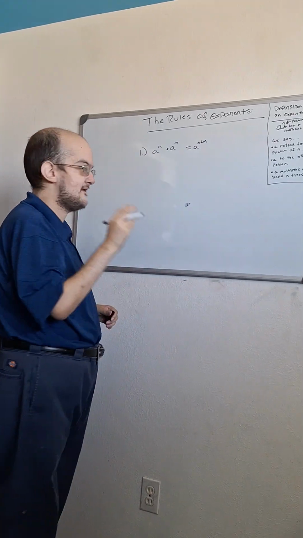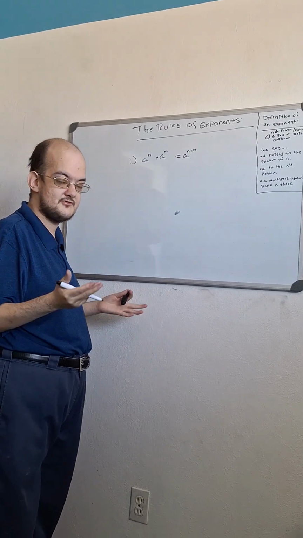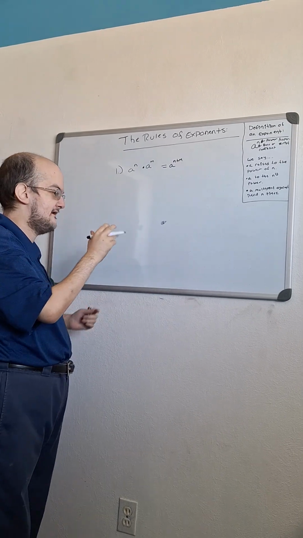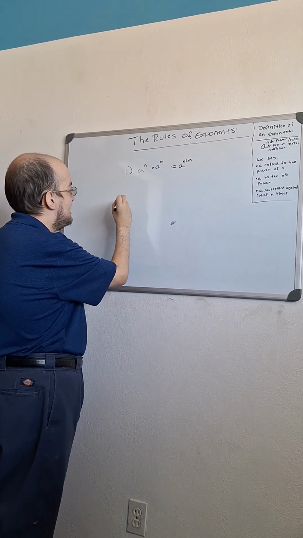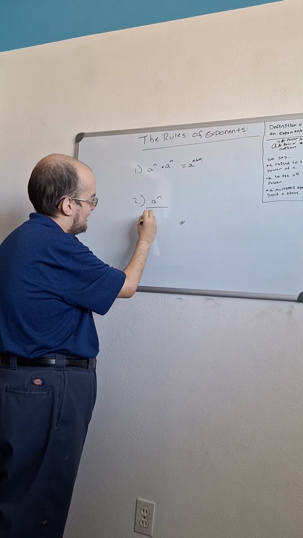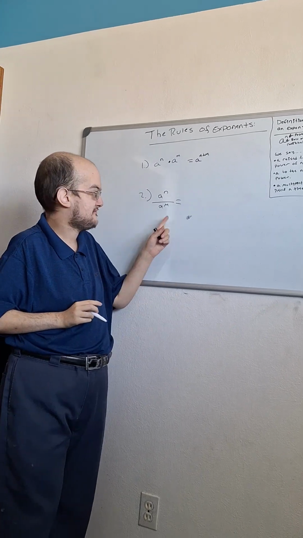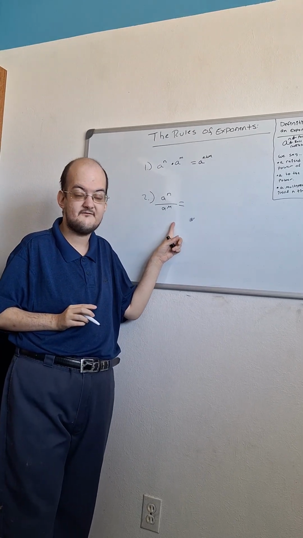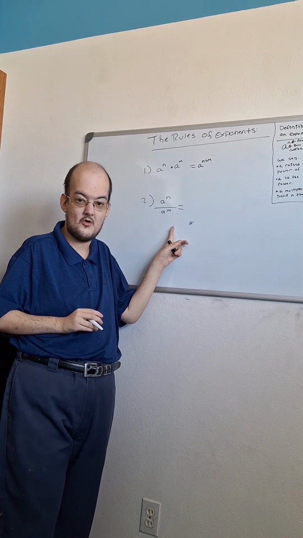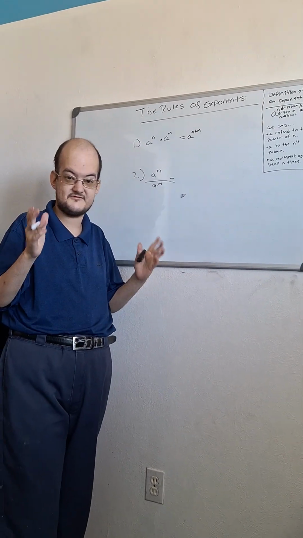Alright, so rule number 1, a raised to the power n times a raised to the power m. You are just going to add the 2 powers together to get the new exponent. Alright, when you see something like this, a raised to the power n divided by a raised to the power m, many people see this as division and they freak out. And it's okay. Division or fractions are the same thing. I don't know if you knew this, but fractions are just division.